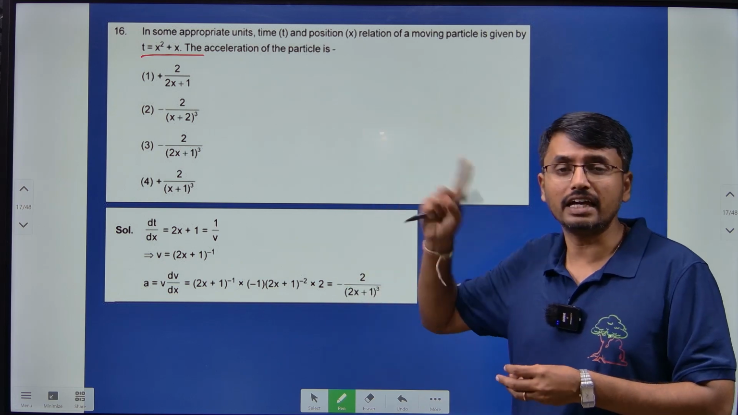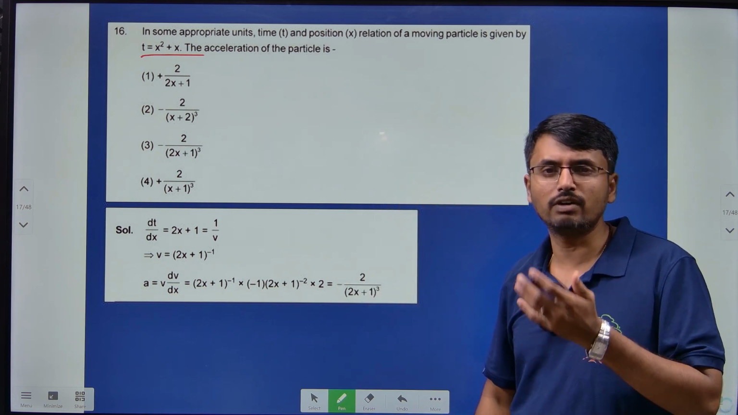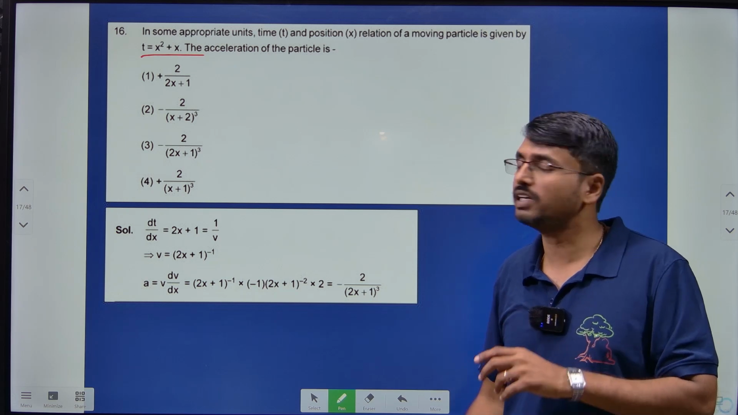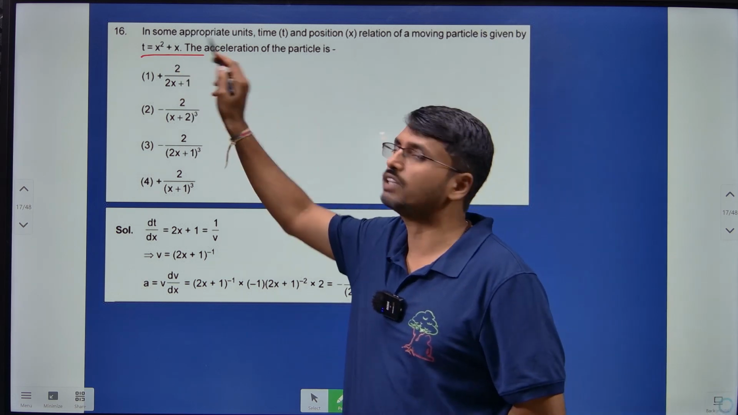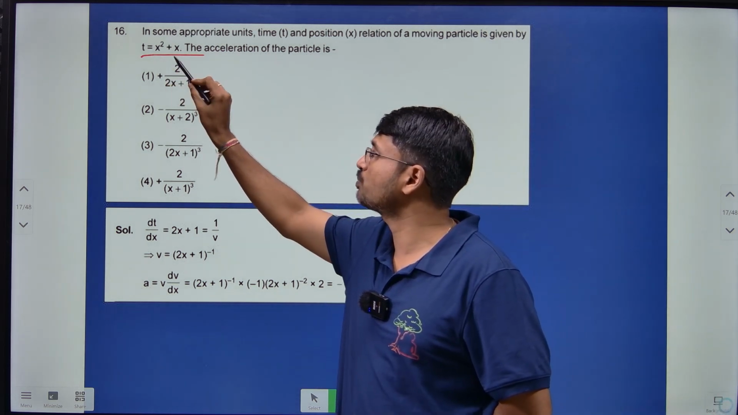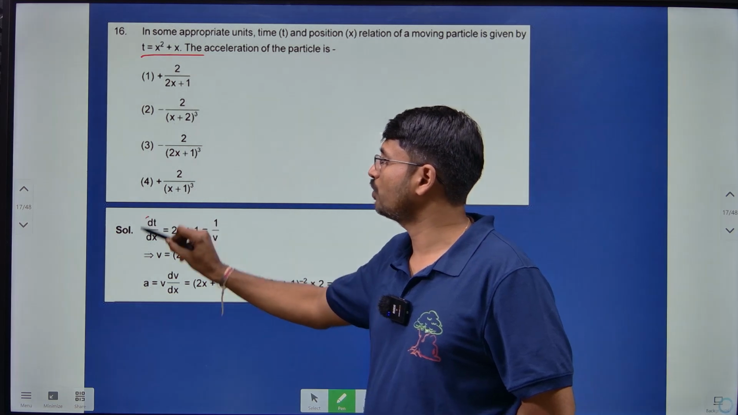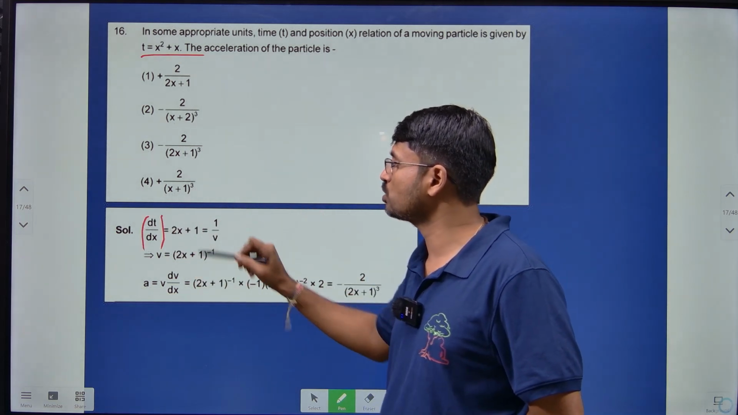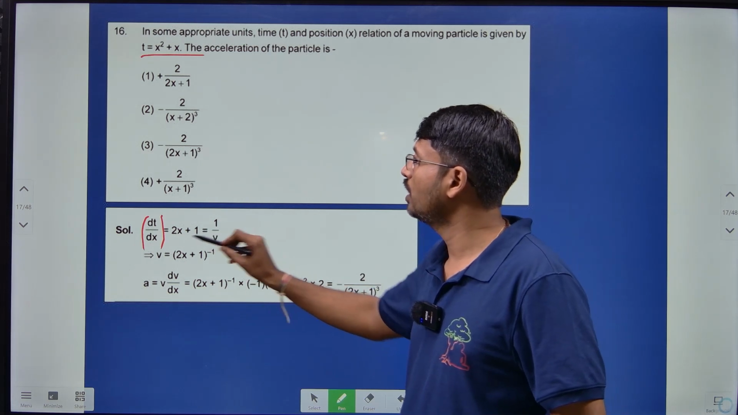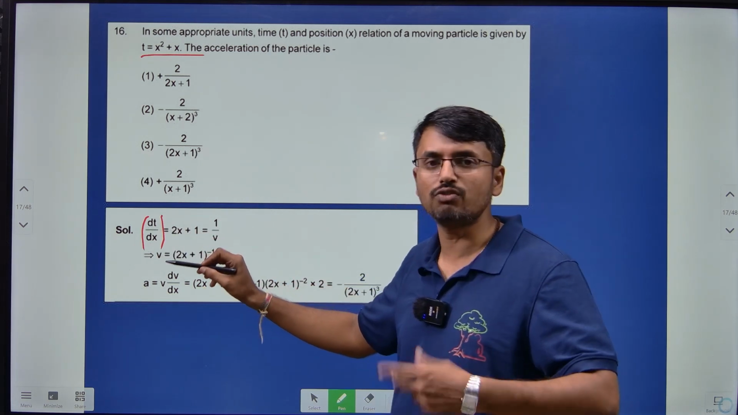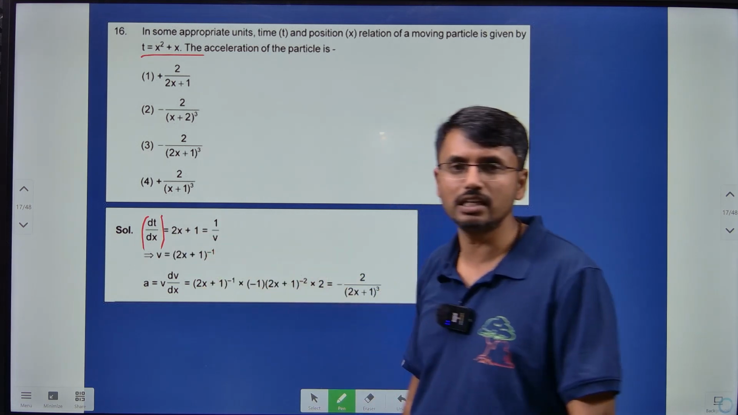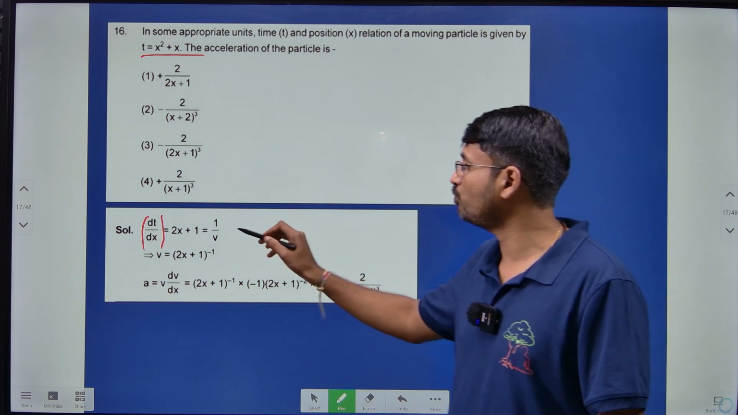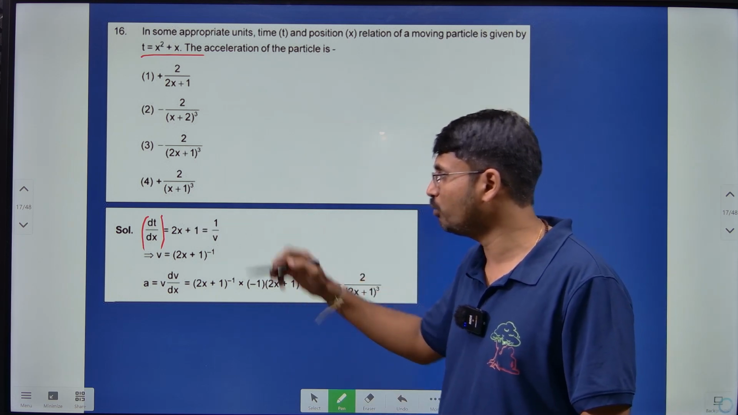Here actually it is not x as a function of t, which is what we should generally get. What we have is t as a function of x. So first differentiate t with respect to x. If you differentiate t with respect to x, we get 2x plus 1. dt by dx is the reverse of dx by dt, so we take it as 1 by v. And if that is the case, v equals 1 divided by 2x plus 1.